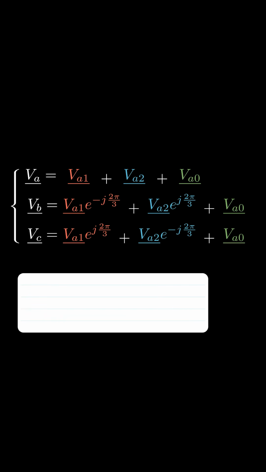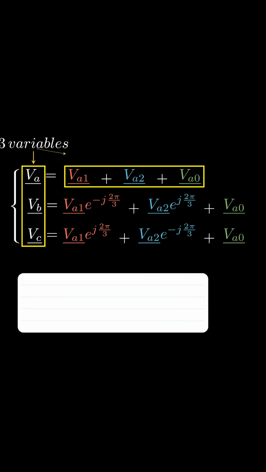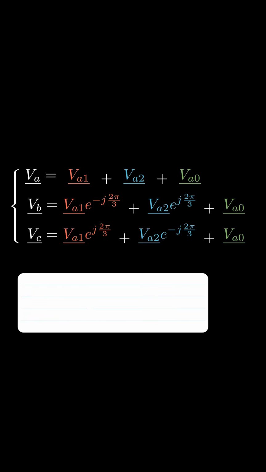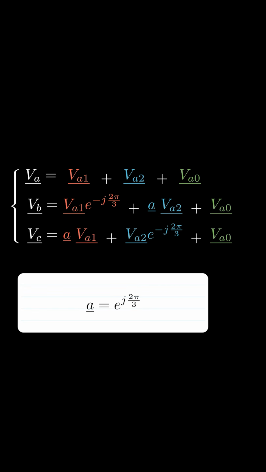So, for each sequence, we only need one variable, giving us a total of 3 variables, which makes sense since we shouldn't need more than 3 independent variables to fully describe the original 3 unbalanced phase voltages. To further simplify the formulation, we introduce an operator A, representing a rotation of 2 pi over 3 in the complex plane, and substitute it into the equations.